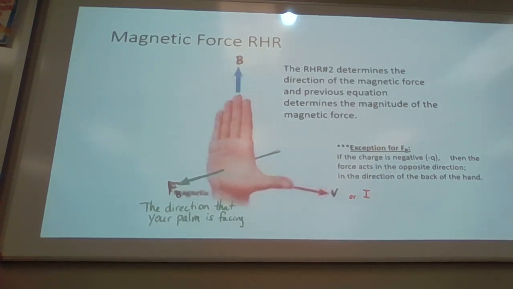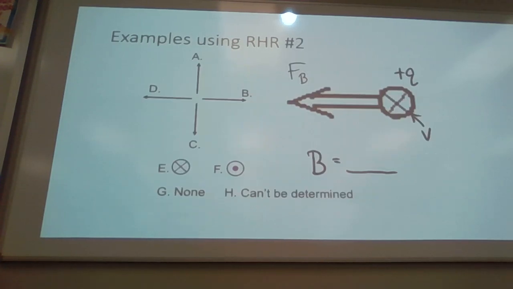You can be a conventionalist or a realist. Conventionalist follows Ben Franklin, thinking that positive things are flowing in the direction of current, which I would recommend because it's just easier to deal with. But you will see something where Ben Franklin's convention falls apart. There's only one example I'm aware of, but it won't happen in the review.